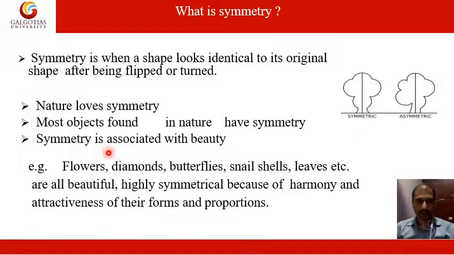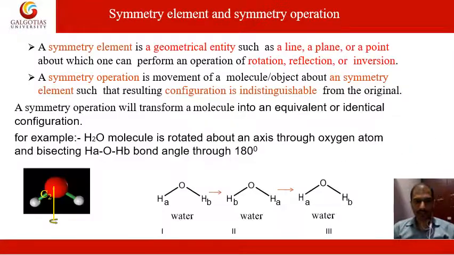Mostly, symmetric molecules have more stability, in any of the molecules we talk about. Most objects found in nature have symmetry, and symmetry is associated with beauty. Many flowers, if you bisect them, split into equal halves, like diamonds, butterflies, snails, leaves, etc. They are highly symmetrical, and therefore symmetry also has a very important role in certain kinds of chemical reactions. So here we can go with the symmetry.